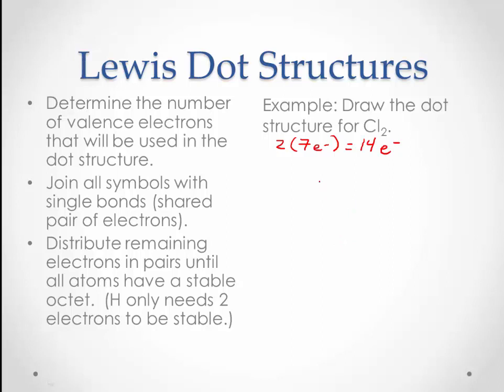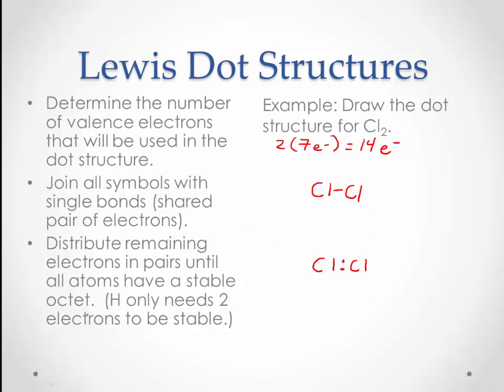So to draw a dot structure, I'm going to write the symbols next to each other, because they're going to be bonded to each other, obviously. And then I'm going to draw a line to represent a shared pair of electrons. You can also write it like this. And maybe this is easier for the first time. So these two atoms are covalently bonded. They're sharing a pair of electrons, and we show that by drawing a pair between them. So that's 2 electrons taken care of.